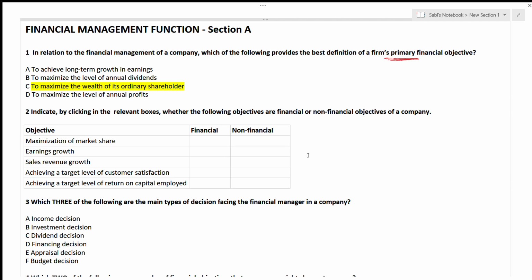Maximization of market share. Is it financial or non-financial? This looks like it's financial, right? Most of you would go and click it's financial. But if you say that it's financial, it's wrong. That's a wrong answer, because for maximization of market share, they didn't give you a percentage. They didn't say that there's a growth. They just told maximization of market share. It is non-financial.